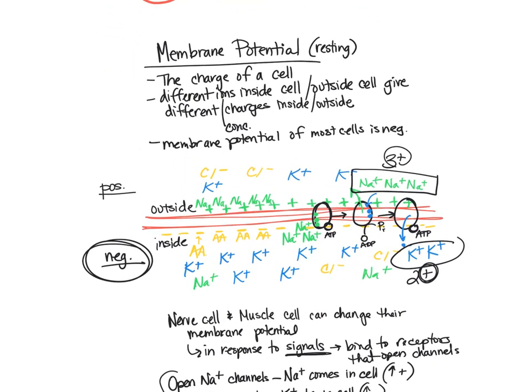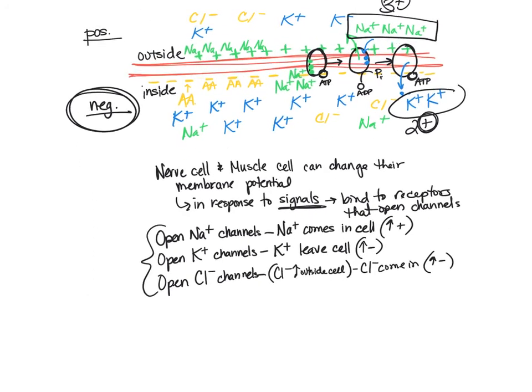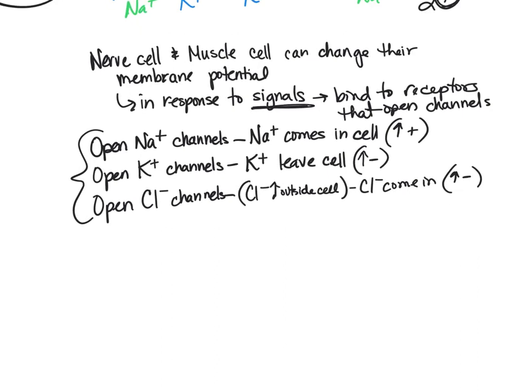And then lastly, we talked about the membrane potential. So we talked about how there's a resting membrane potential, which means that the cell is more negative on the inside than it is on the outside. But then our nerve cells and our muscle cells can change that membrane potential. And that's in response to signals that are sent, and we can manipulate the channels and change the direction that our ions are flowing to adjust the membrane potential. We can make it more positive, then we can make it more negative, depending on what we open and what we close and when we do that.